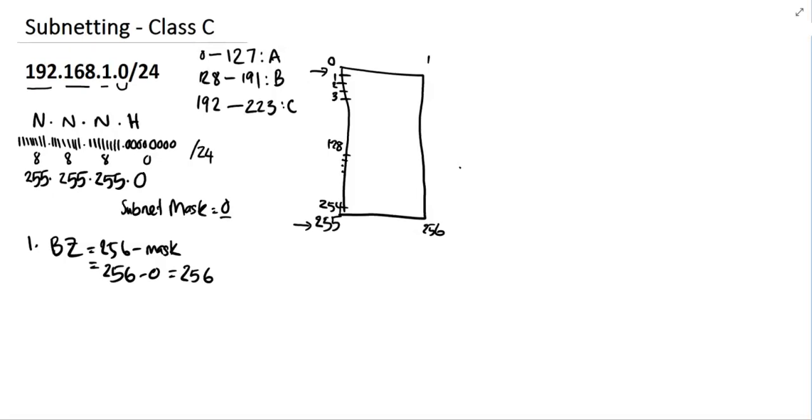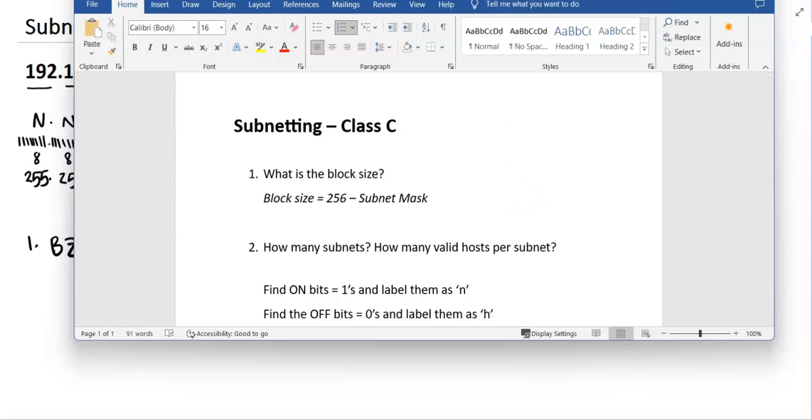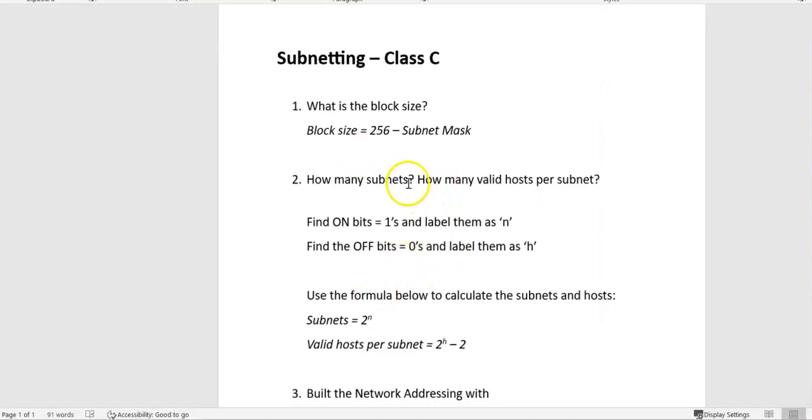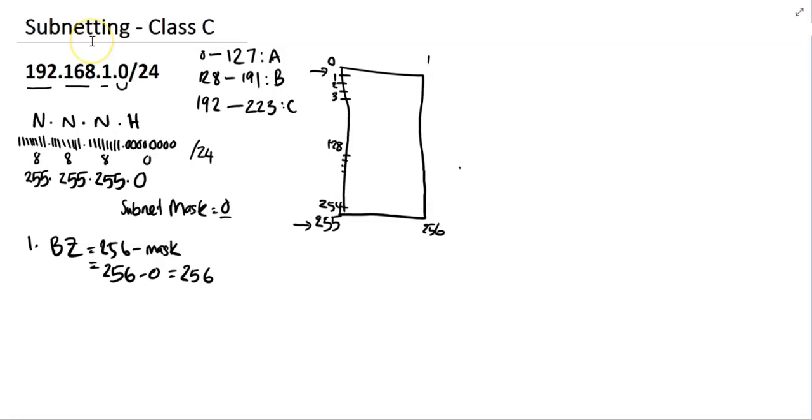Now, if we answer the next two questions, have a look. It says, how many subnets are we talking about, and how many valid hosts are we considering? So we have to find the on bits and the off bits and label them as H and N, and then use this formula: 2 to the power of N will give you how many subnets, and 2 to the power of H minus 2 will give you the hosts in each network.